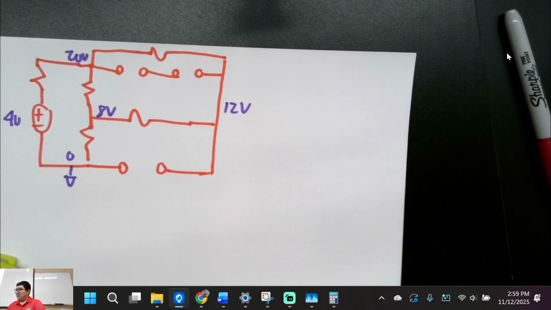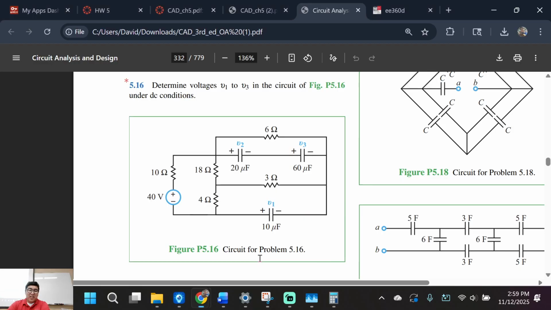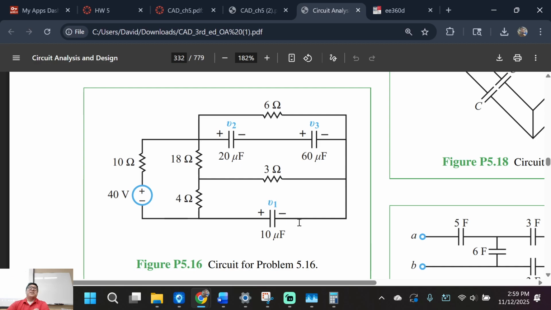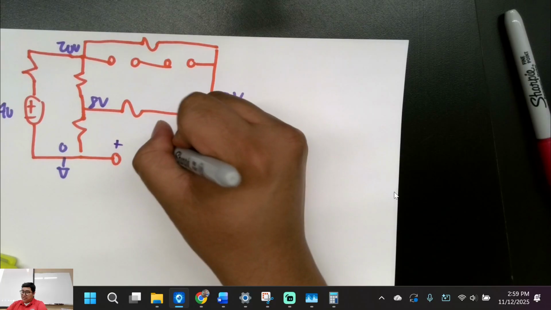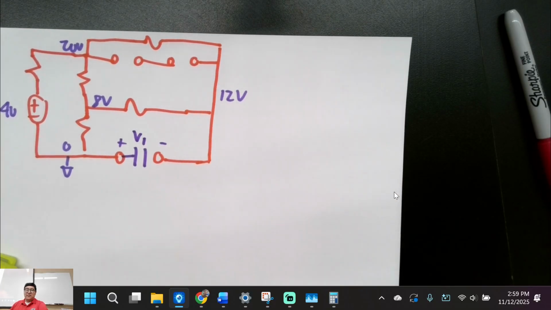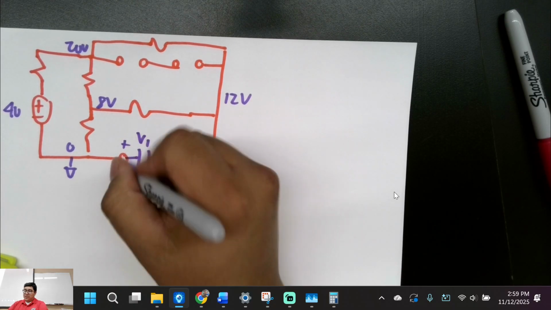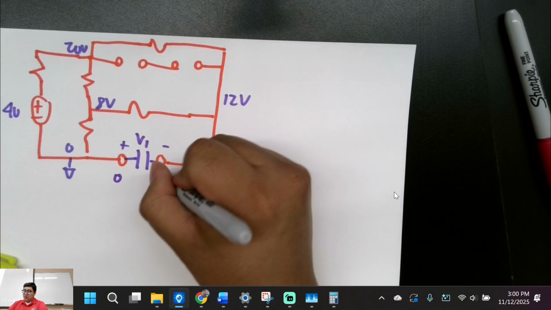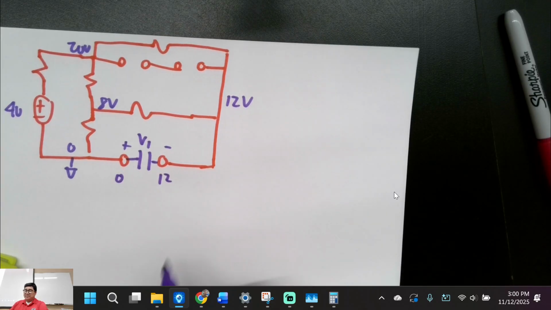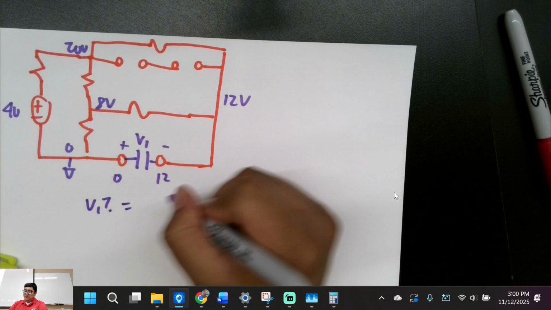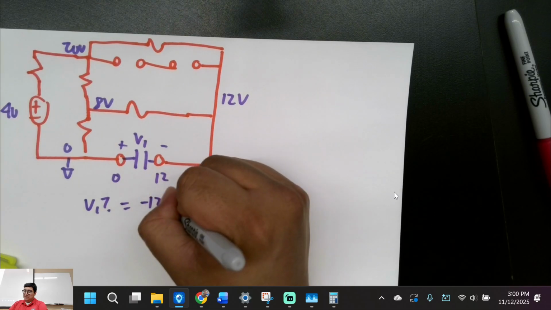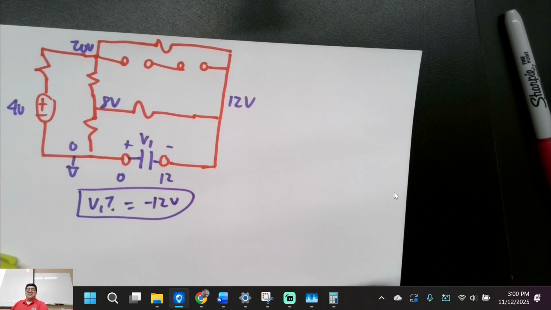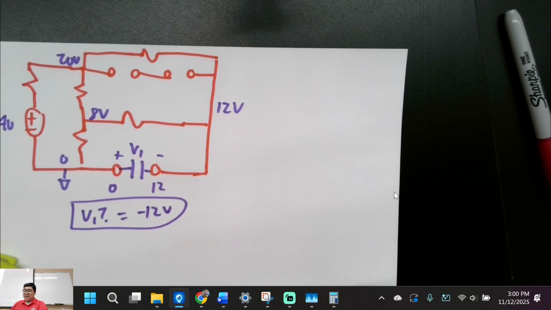So let's look back at our original problem. Problem states we need plus minus V1. If I were to go back over here, plus minus V1. What's the voltage over here? 0. What's the voltage over here? 12. What's the voltage drop? Is that good? Any questions about that?